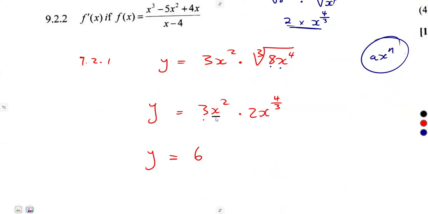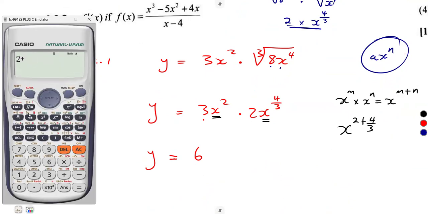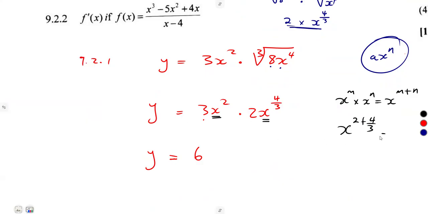These are same bases. Same bases you're going to add. Since you're multiplying, you're going to add the exponents, m plus n. So you're going to add 2 and 4 over 3. X to the exponent of 2 plus 4 over 3. Same bases. So 2 plus 4 over 3 is going to give us 10 over 3. That is what you're going to have here, to the exponent of 10 over 3.